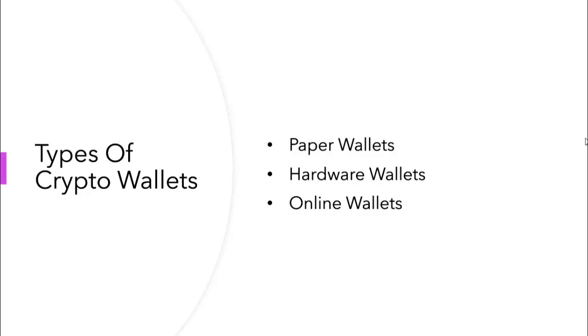Then we have the online wallets, or the hot wallets. Hardware wallets are also called cold wallets because they don't have any form of internet activity. You just store the crypto there and it's just there. It's not moving. You will not see the price updating or fluctuating until you actually give it internet access.